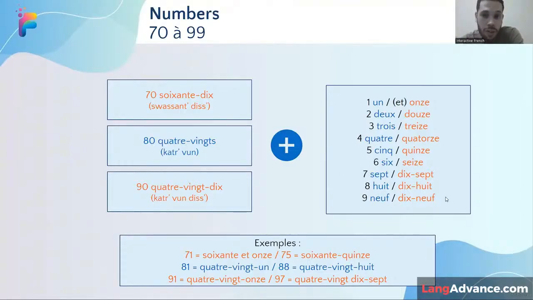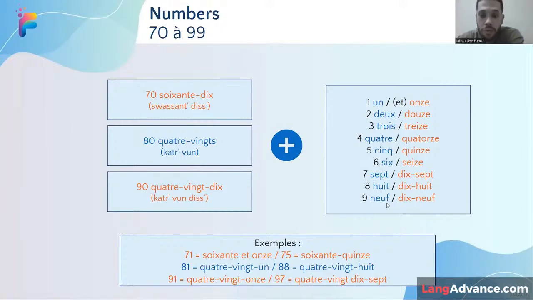So that's for 70, okay? It works the same for 90. So I'm moving straight to 90 because it's the same thing. We would say quatre-vingt-dix. 90 is quatre-vingt-dix, okay? 90, 91, 92, 93, 94, 95, 96, 97, 98, 99. All right, same thing.